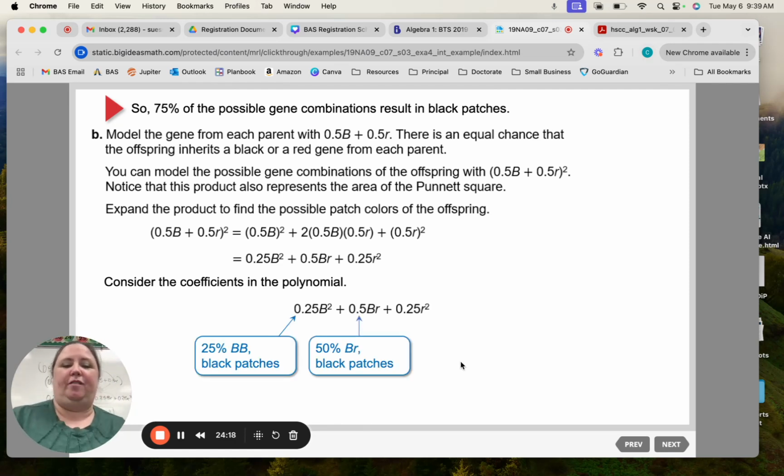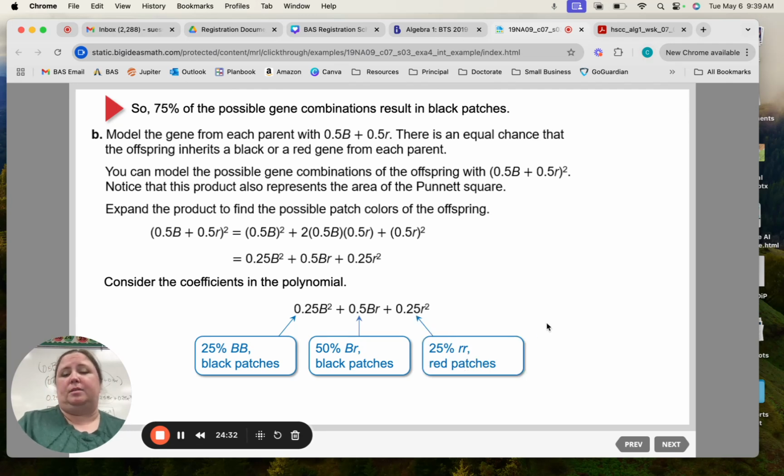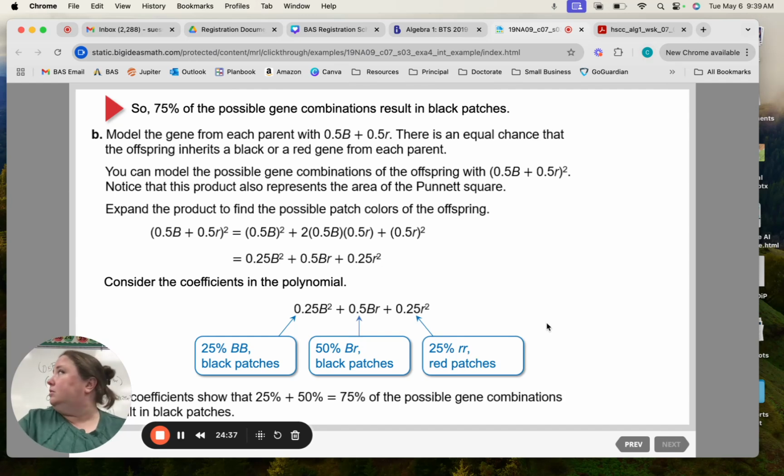All right, so you have a 25% chance of having only black patches. You have a 50% chance of having black patches from the mixed combination, so you would add those together, which gives you 75%, which is what we said to begin with, right? And then you have a 25% chance to get red patches. So when these dogs have puppies, it's more than likely going to have black patches. But there is a recessive gene. This works with your eyeballs too. Brown eyes, blue eyes, green eyes. Same thing.